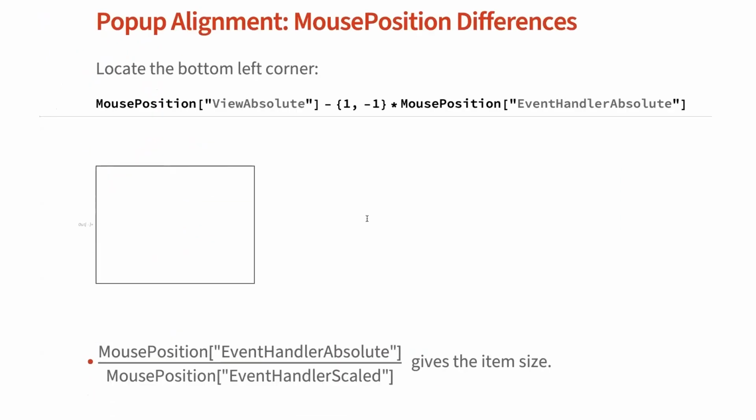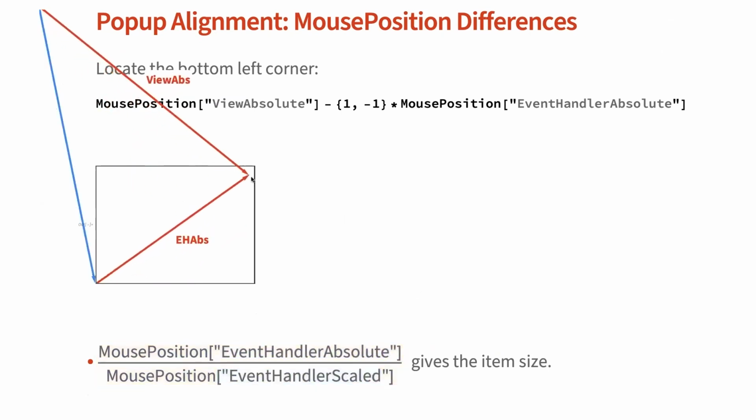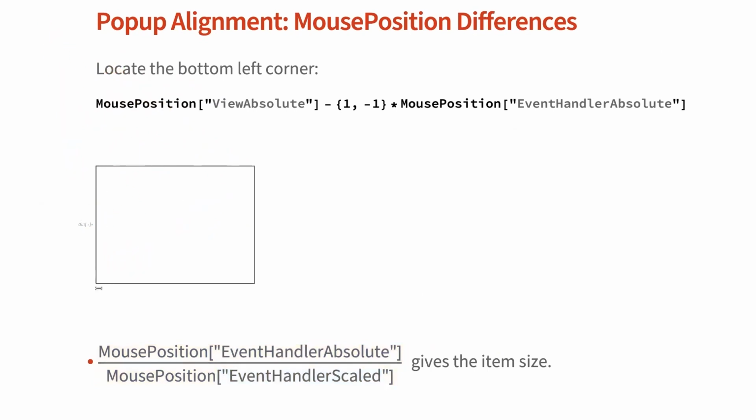And then finally, you can also get the size, because you may want to attach to the right edge rather than the left edge. If you just take the quotient of the absolute coordinates over the scaled coordinates, that's going to give you the size of this event handler, which you could then add to this coordinate here.